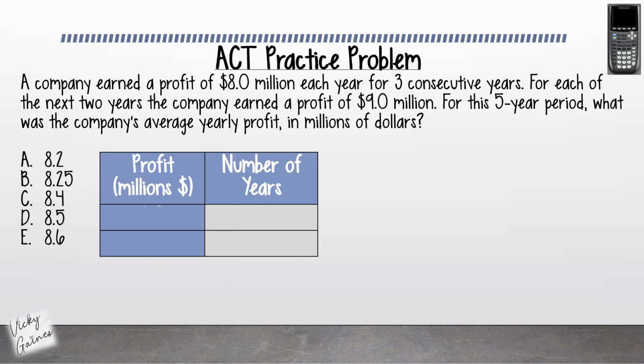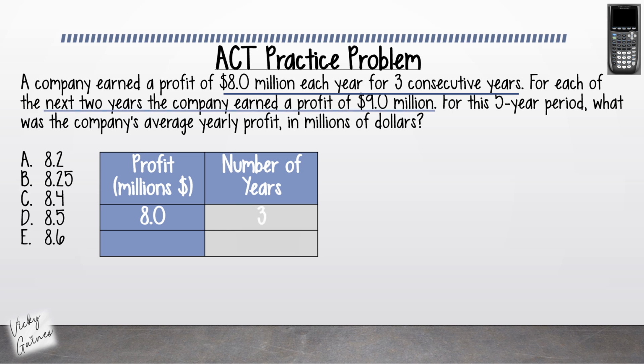ACT practice problem. A company earned a profit of $8 million for each of 3 consecutive years. So let's put that in our table. I have a table there for us as our ACT. They're not going to give you a table, but maybe you need to make one, or just put it in your graphing calculator. We're going to be using our graphing calculator. It's up there on the screen. So 8 million is in millions. And the answer is supposed to be in millions. So just put 8, and that's for 3 consecutive years.